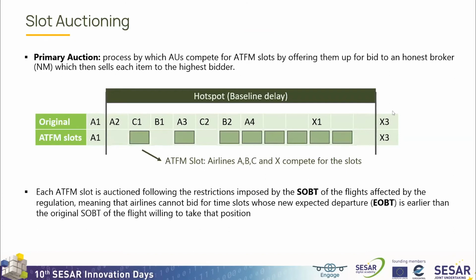Finally, the last mechanism that we implemented is the slot auctioning. Our implementation of this auction is a primary auction, and basically is the process by which the airlines compete for the slots by offering some bids to the network manager, which at the end will sell the slot to the highest bidder. In this case, we don't have any enforced first planned, first served sequence, but the sequence here is generated directly as a result of the successive auctions of the slots. Again, each slot is auctioned following the restriction imposed by the schedule, as I mentioned before.